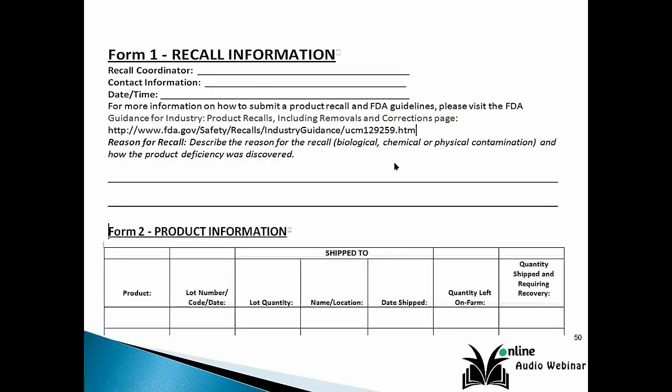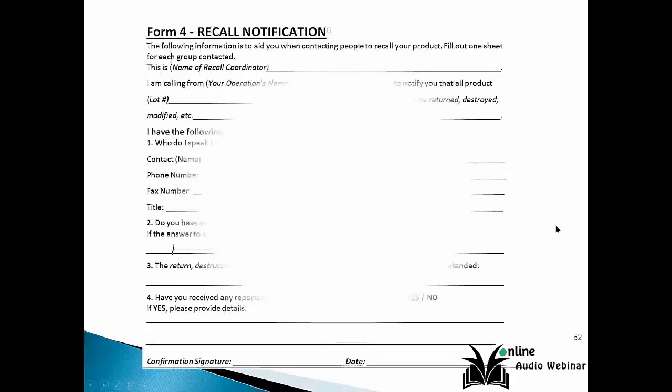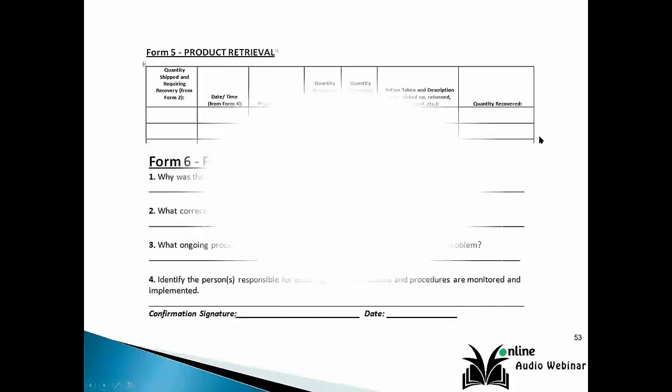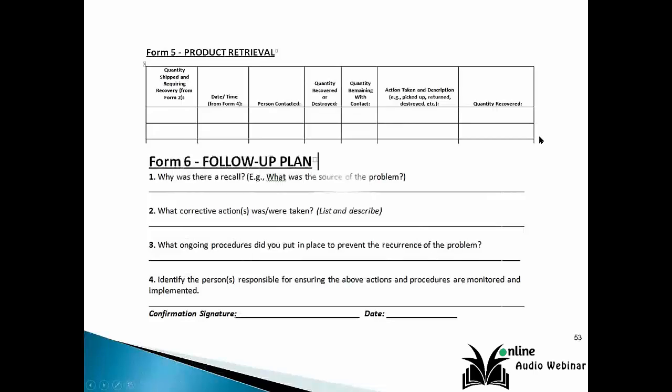Recall information: product, lot number, case, lot quantity, name, location, date, shipped, recall notification. Following information is to aid you when contacting people to recall your product. They're going to want to know how you're going to get it all back and what you're going to do to follow up to make sure you found the cause and you took corrective action.